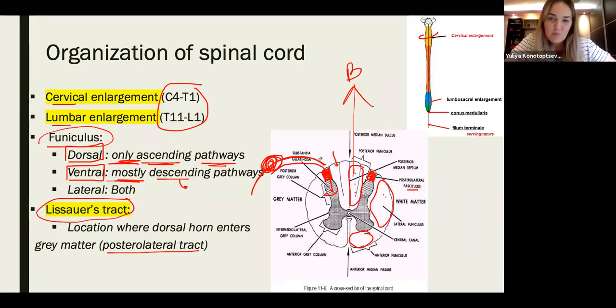The axons which are meant to synapse with the interneurons in the dorsal horn have to be present in the Lissauer's tract. The axons which aren't synapsing with the interneurons in the dorsal horn, but still entering in this area, could be present in the posterior funiculus. So this Lissauer's tract is very special because it contains axons of the sensory neurons which will synapse with interneurons in the dorsal horn. Okay, so that's what makes it special.